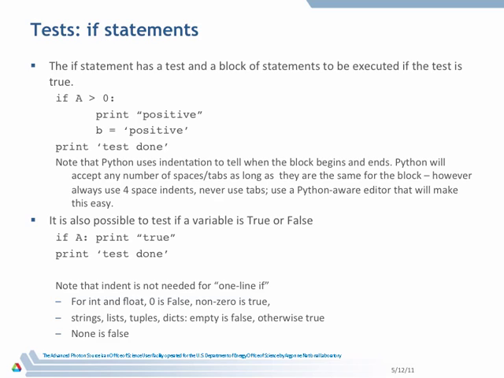If you put a variable here and it's not a Boolean, if it's an integer or a float, 0 is false, anything non-zero is true. If you put a string, list, tuple, many of the other data structures, if it's empty, it's false. Otherwise, it's true. And None is always false. So you can have an if statement that just simply says if var colon, and that's how it'll work.